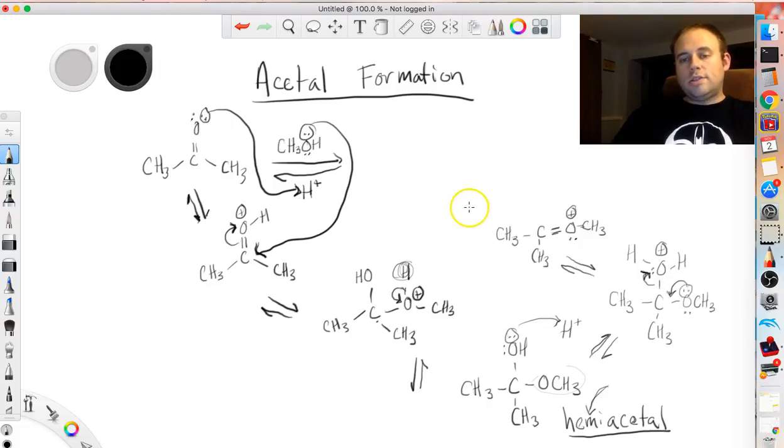And then what's going to happen is the second alcohol will come in at that point. Oh, I'm getting ready to write R here. We're using a specific alcohol. So another methanol is going to come in.